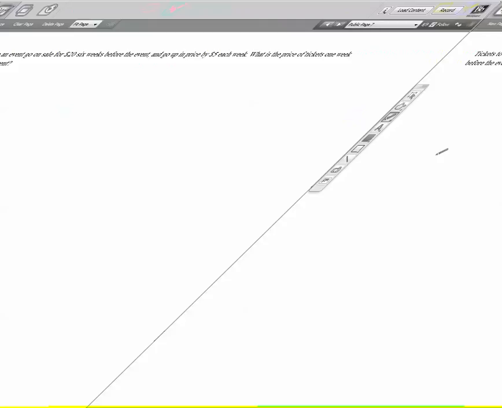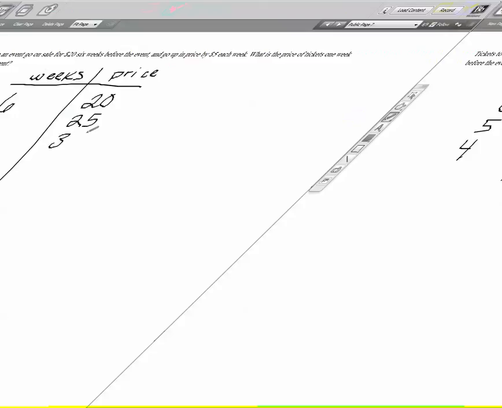All right, let's take a look here. Tickets to an event go on sale for $20 6 weeks before. So let's make a table again to help us organize our information. So we'll do the weeks before and the price of the ticket. 5 weeks, they go up by $5 each week. So 5 weeks before, the price is going to be $25. Then it's going to raise to $30. Then $35. Then $40. And finally, 1 week before, we have $45 a ticket. So 1 week before the concert, the tickets are $45 each.